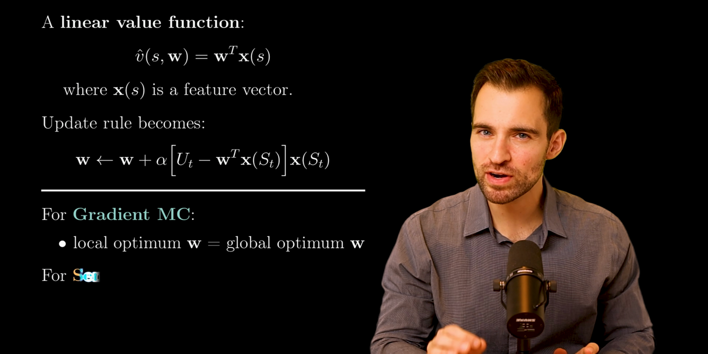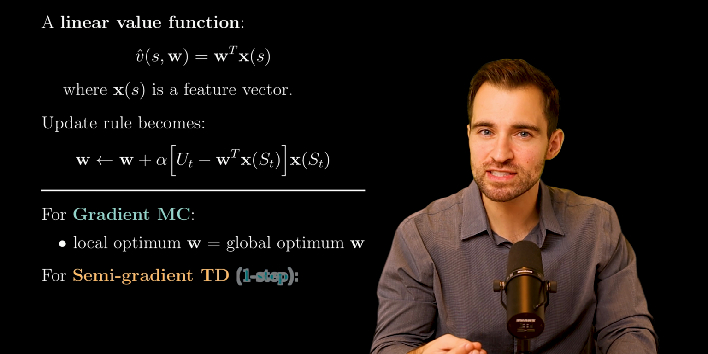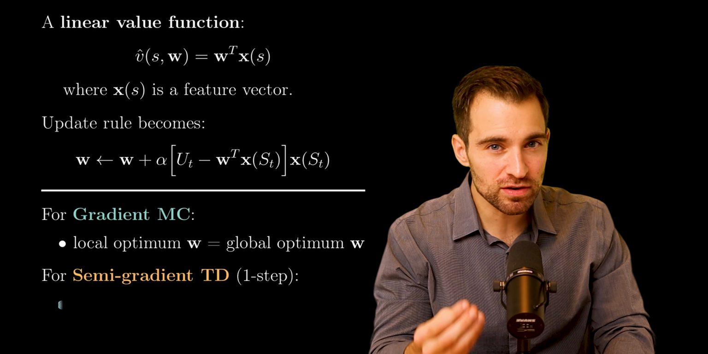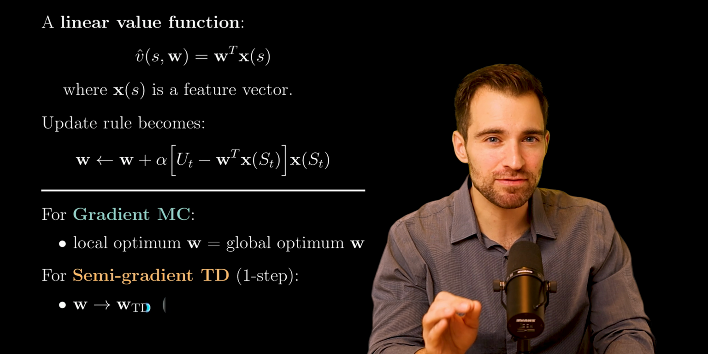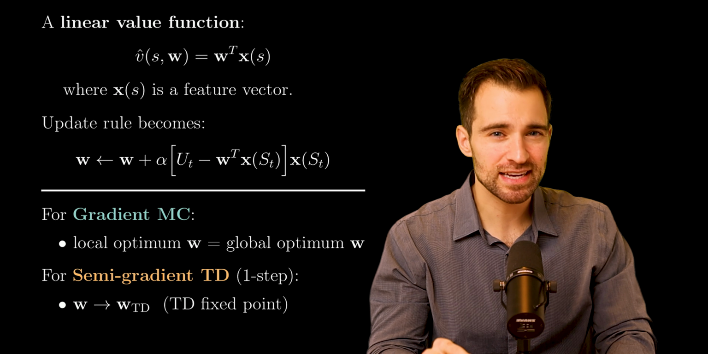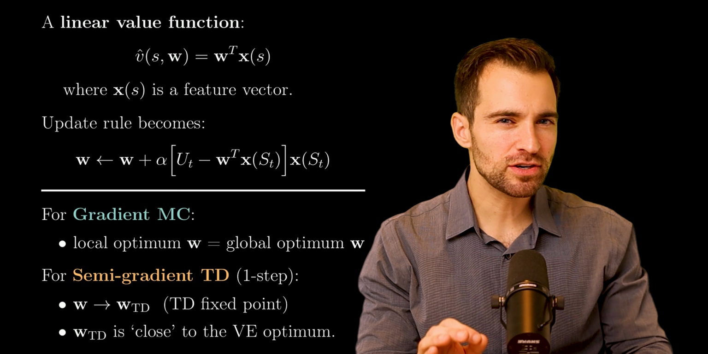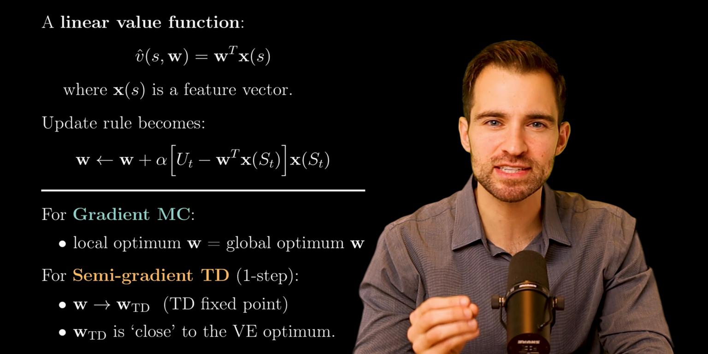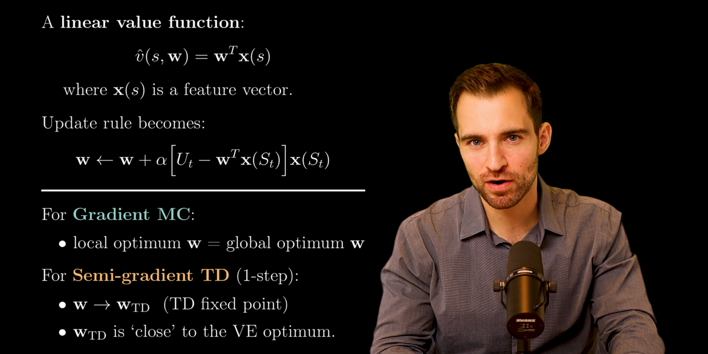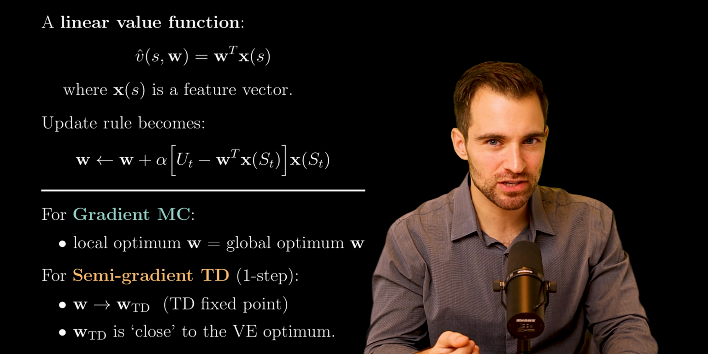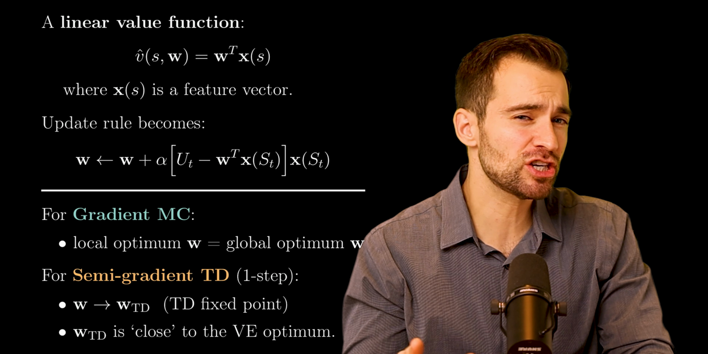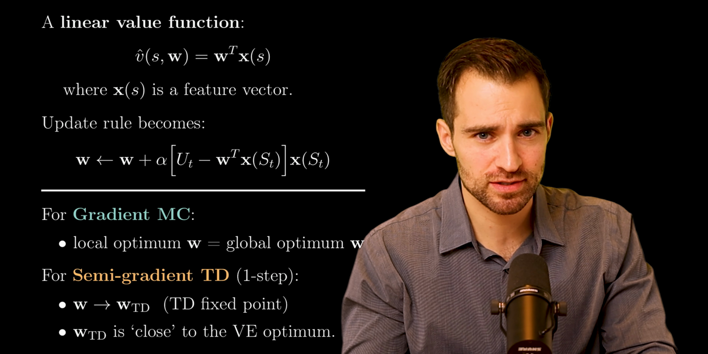Next, for semi-gradient TD, specifically for the one-step case, we actually have a convergence result. That is, W will converge to something called the TD fixed point, which is different from the VE optimum. But in a sense, it's close to the VE optimum. It turns out the closeness depends on how strongly discounted the return is. For high gamma near 1, the solutions can actually be quite far apart. Now, because I don't think it yields a lot of intuition, I won't go into characterizing WTD. Suffice it to say, it's just what one-step semi-gradient converges towards.